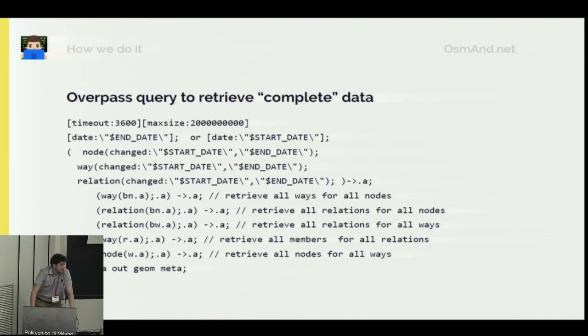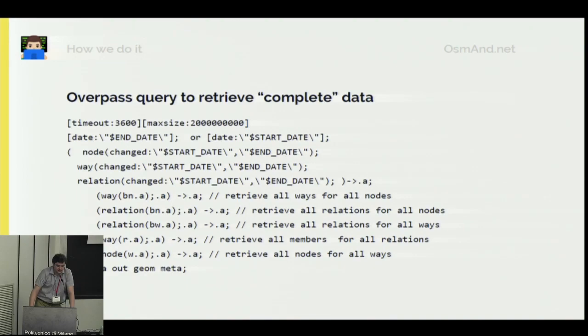I'm going to the lowest technical level. This is the Overpass query we use to retrieve our complete data. We struggled a lot with the OSC format, trying to retrieve what has changed, augmented diffs, and so forth. We ended up with a nice tool, Overpass, which helps us retrieve what exactly we need. It's a quite complicated query. I will try to quickly explain what it does, but it's extremely important that it provides enough data.